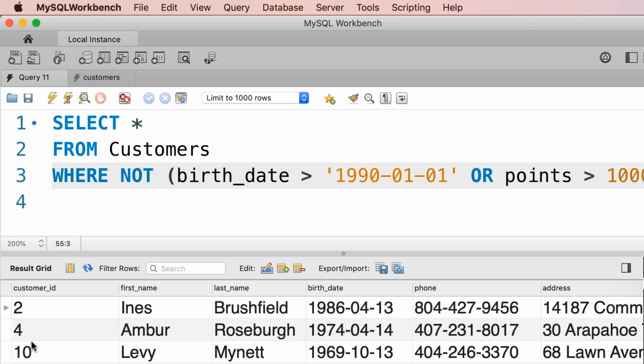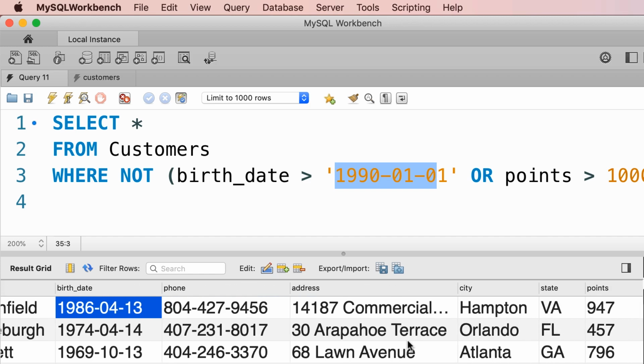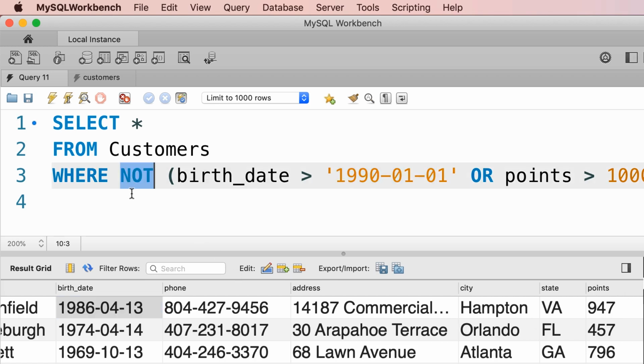Now, technically, these customers were born before 1990, and they have less than 1,000 points. So if you look here, this first customer was born before 1990, and he has less than 1,000 points. How did I know that? Let me show you a trick that I learned in math. Whenever you have a NOT operator, you can simplify your expression like this. We apply the NOT operator to the first condition. People who were born after 1990. How can we negate this condition? Well, the greater than operator becomes less than or equal to. That is the inverse of that condition, right?